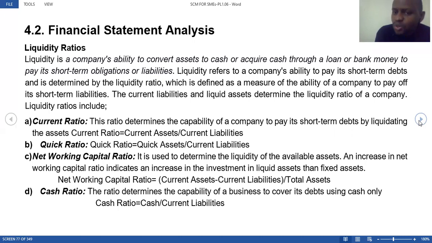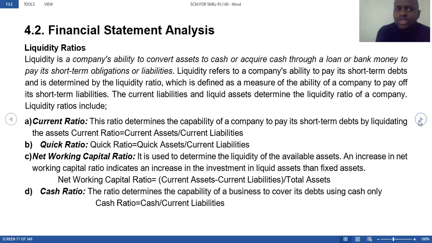So liquidity refers to a company's ability to pay its short-term debt, and it is determined by the liquidity ratio, which defines the measure of the ability of a company to pay off its short-term liability. So liquidity ratio will help us to understand whether a company is doing good by ensuring that they are able to pay their short-term debts or their short-term liabilities. So the current liabilities and the liquid asset determine the liquidity ratio of a company.